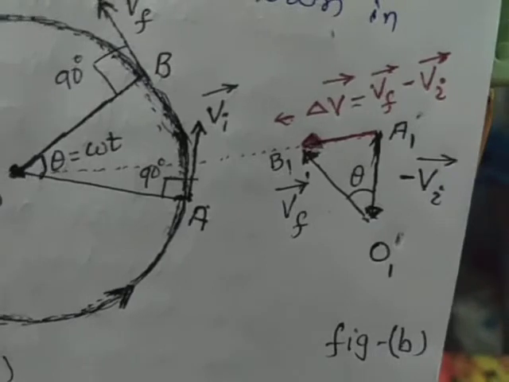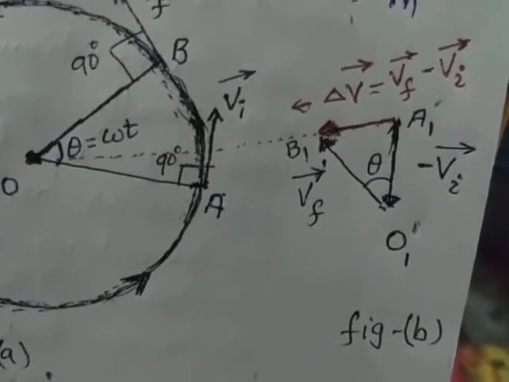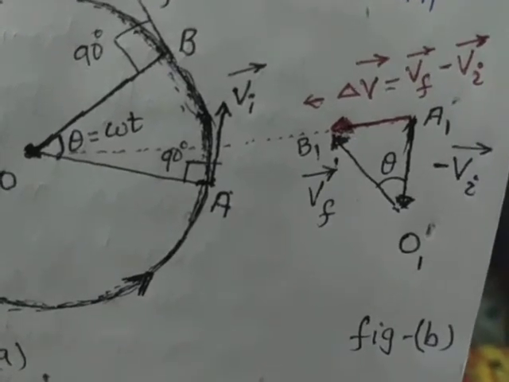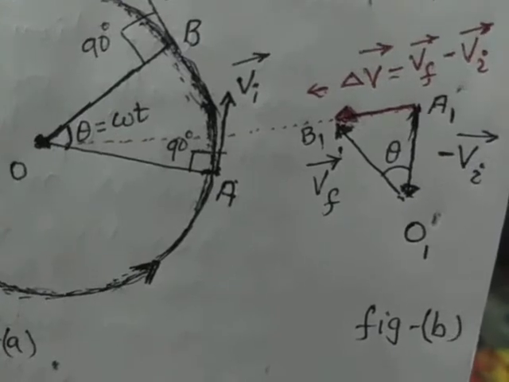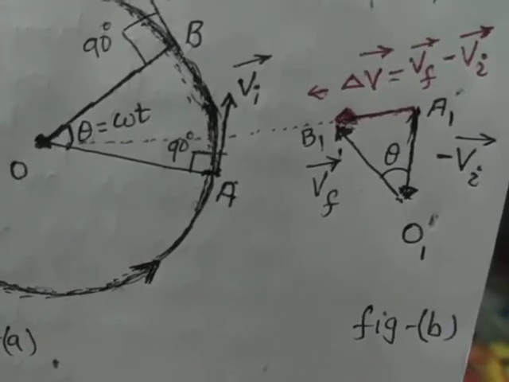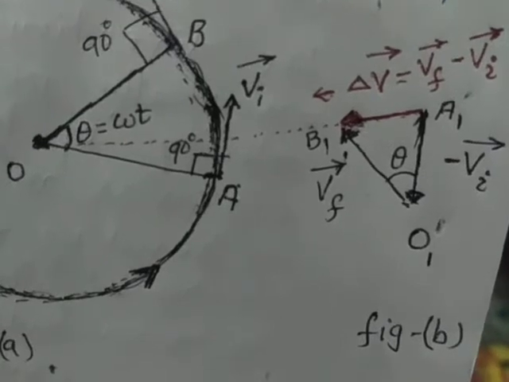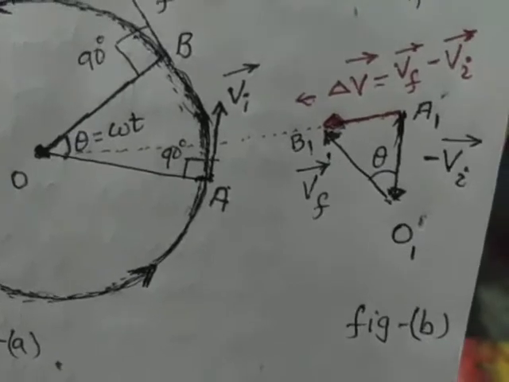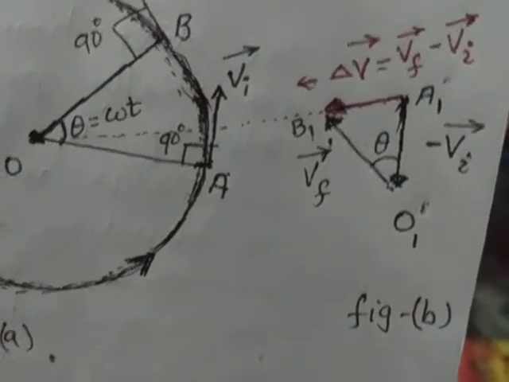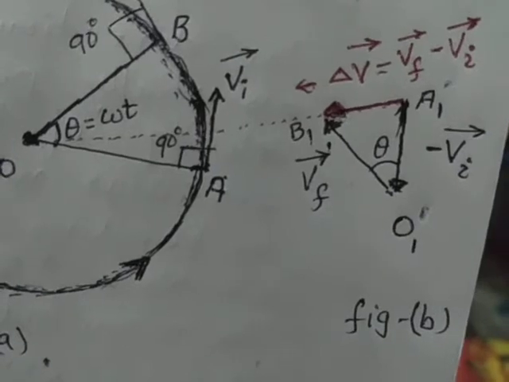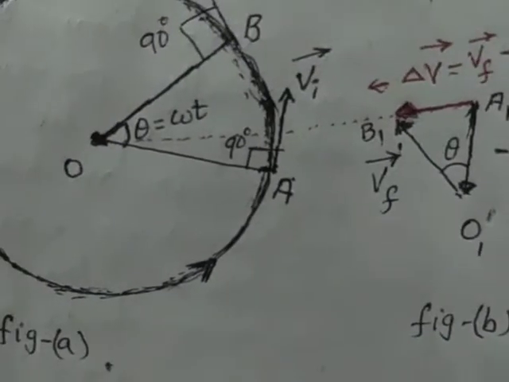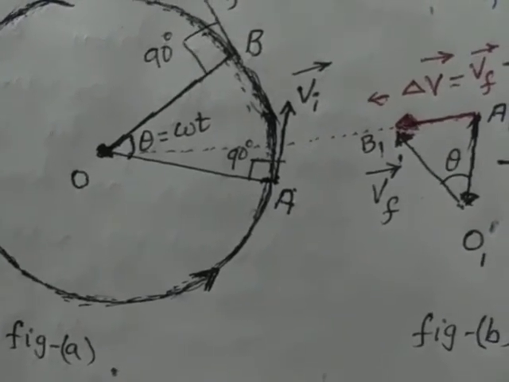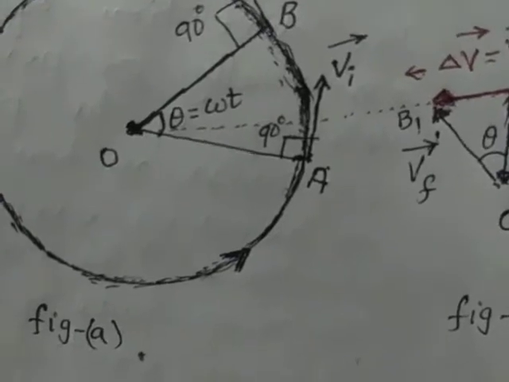And so if we have these two triangles similar, we can write the change in velocity, that is delta V, which is represented by line A1 B1, divided by either of the velocities, because we have taken uniform velocity, so vi and vf both have equal magnitude. So delta V by V, where the magnitude of vi and the magnitude of vf are equal to V, will be equal to delta r, that is arc AB, divided by the radius OA.